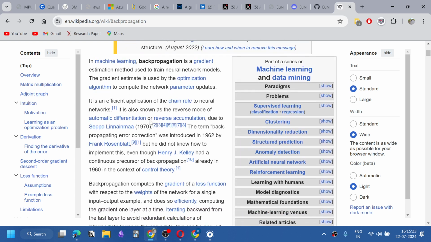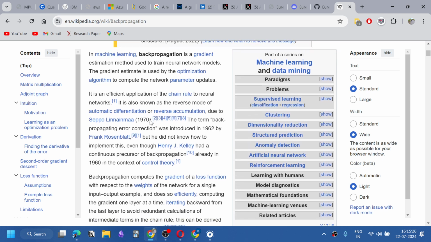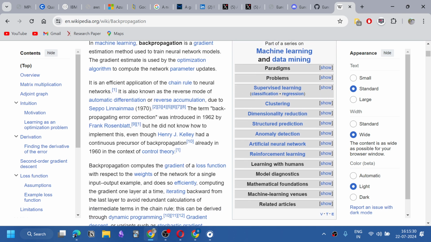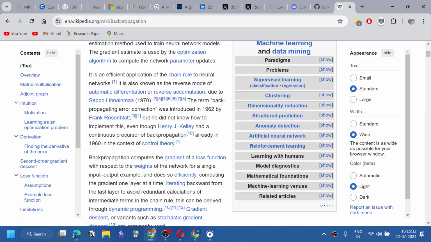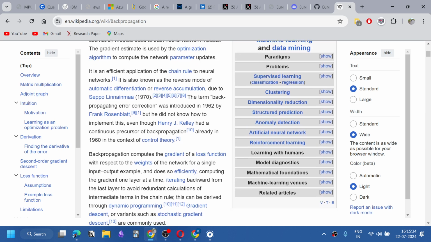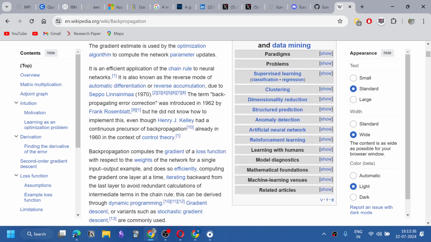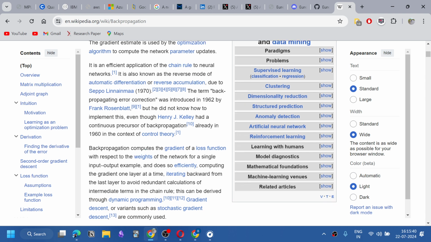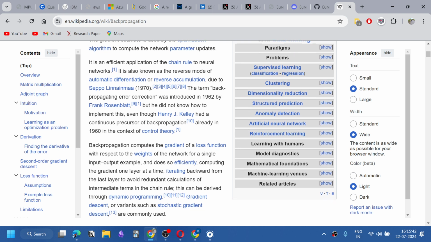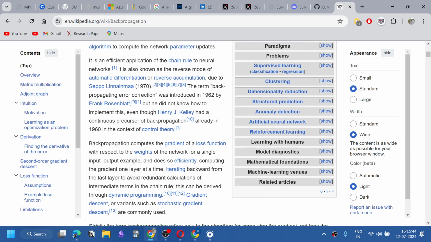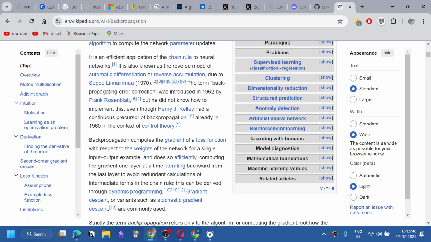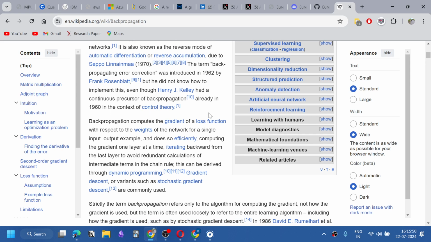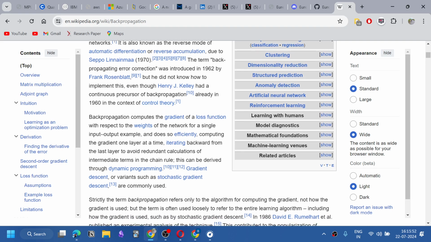It is also known as the reverse mode of automatic differentiation. The term backpropagation of errors correction was introduced and suggested by Frank Rosenblatt, but he did not know how to implement this, even though Henry J. Kelley had a continuous version of backpropagation already, in the context of control theory.